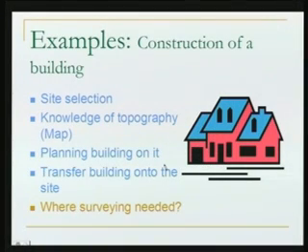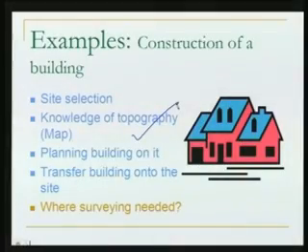Now throughout this exercise, where all do we require surveying? If you think about that, we required surveying in order to make a map. We wanted to measure the geo information which is present there in the terrain. Then we came to the office, we planned the building. Now we again require surveying to transfer the map or the plan which we have done in the office to the site. So this is also where we need surveying.